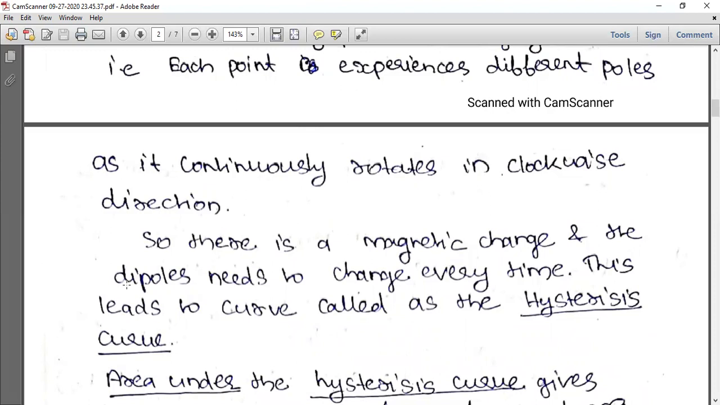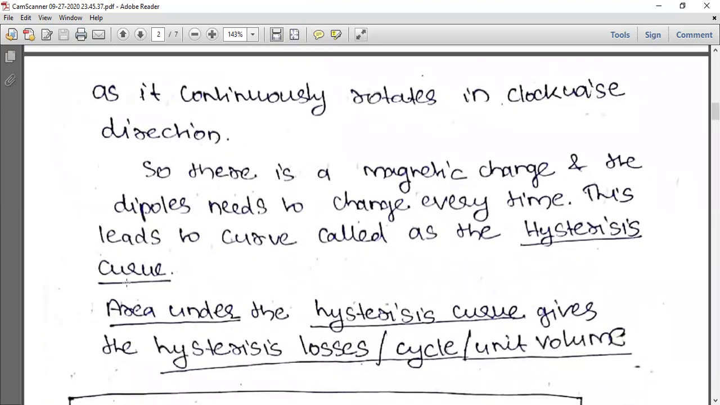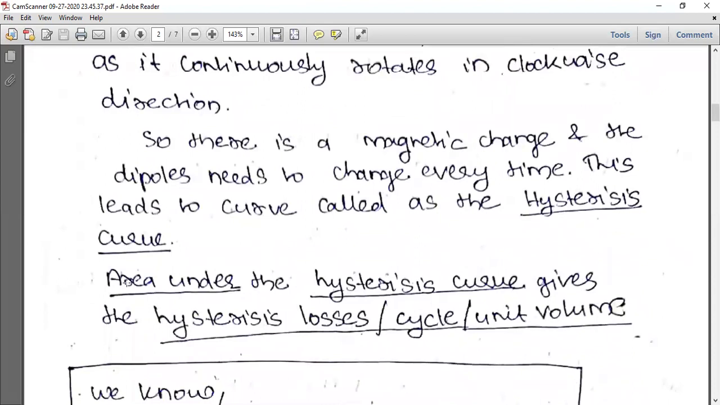As it continuously rotates in the clockwise direction, there is a magnetic change and the dipole needs to change every time. So this leads to a curve called the hysteresis curve, and the area under the hysteresis curve will give you the hysteresis loss. That is, hysteresis loss per cycle per unit volume is given by the area under the hysteresis curve.